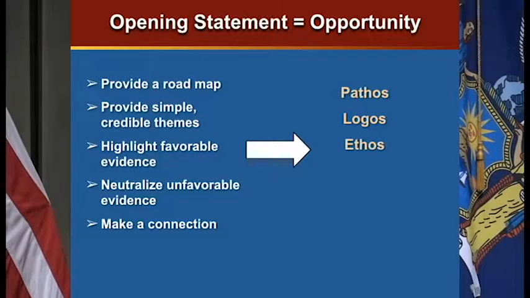Pathos, the emotion of the case. What is the emotional hook? Logos, the glue, the logic of the case. What happened? Or, equally important, what didn't happen? Ethos, the credibility and the trust of your client. These are the cornerstones of effective advocacy.